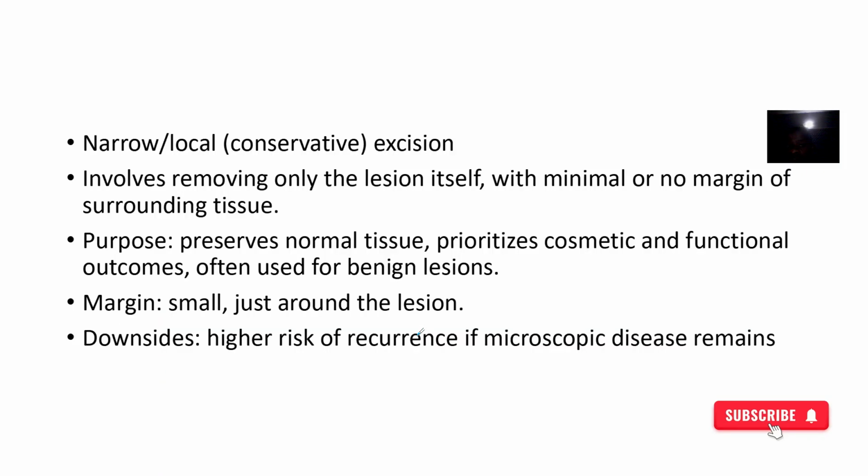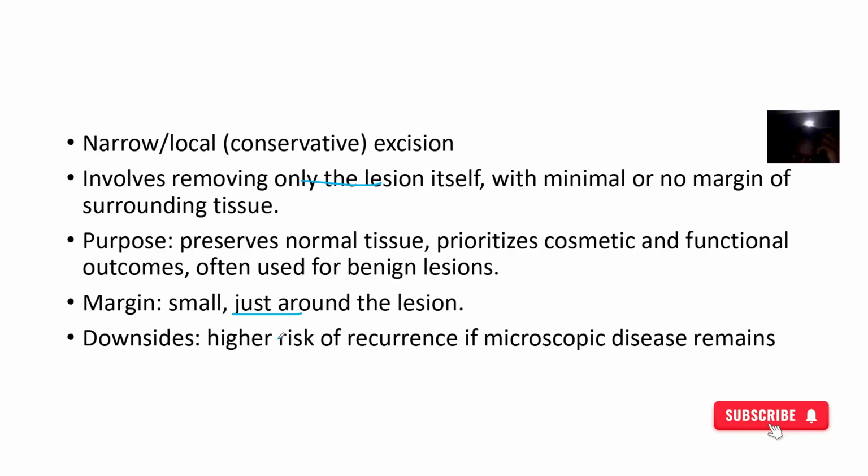While for the local excision, or you could say narrow excision or conservative excision, you are trying to remove only the lesion itself. Most of the time you are doing this because you want to preserve tissue, and you know that the lesion, once you remove it, will not come back. The purpose is to preserve tissue and prioritize cosmetic and functional outcomes. So the margin is usually small, just around the lesion.